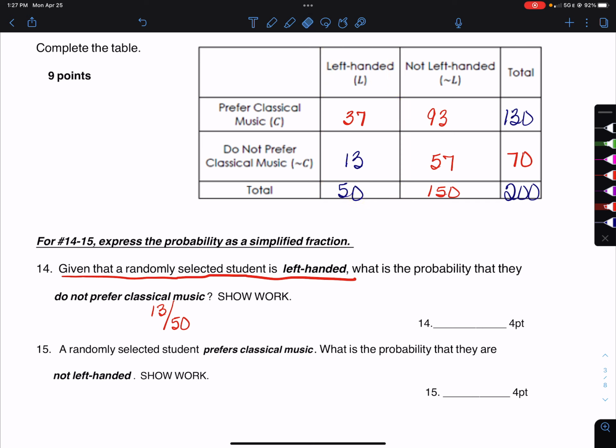All right, the next one. A randomly selected student prefers classical music. What is the probability that they are not left-handed? So this one here, they prefer classical music. So the only information that I'm able to look at is this column. Or this row. So what is the probability that they are not left-handed? Well, not left-handed is 93 of them. So that would be 93 out of 130.